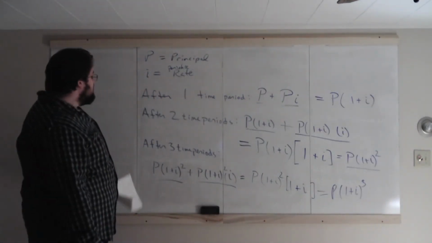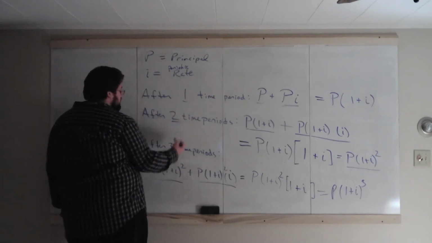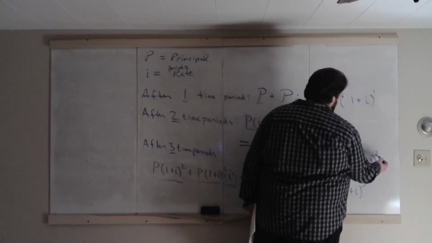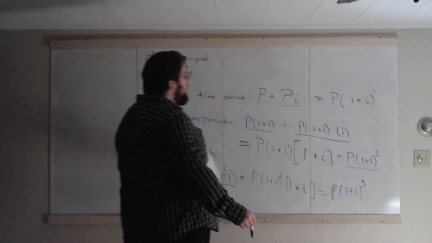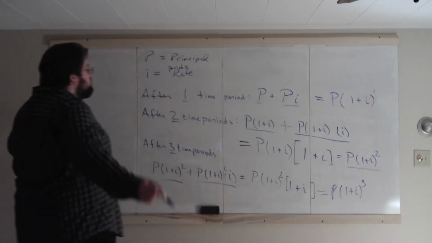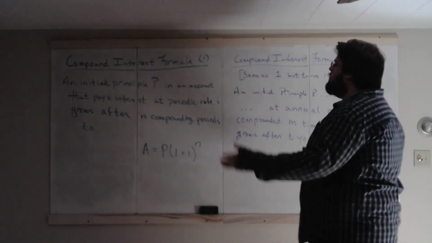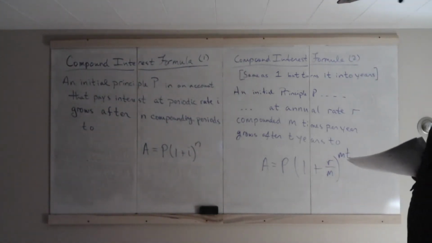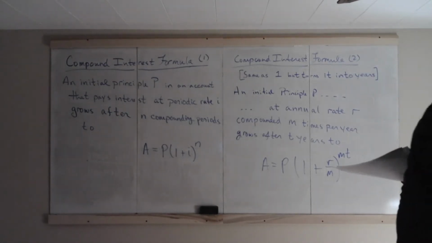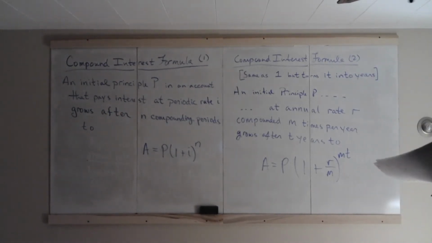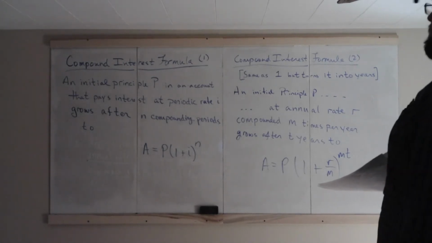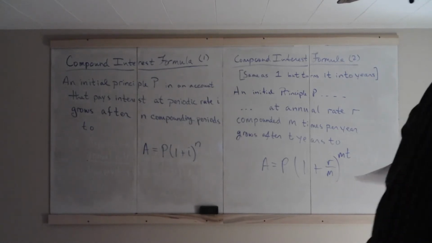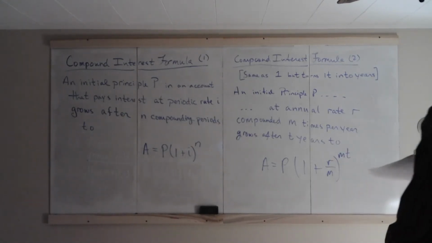And right now you can see the amount in the account after a certain number of time periods. That number of time periods is going to show up in our formula as an exponent. So let's write this as one formula. Our first compound interest formula is the general compound interest formula that we just derived. An initial principal P in an account that pays interest at a periodic rate i grows after n compounding periods to that quantity, P times (1 plus i) to the n. And we saw that for n equals 1, 2, and 3 before.